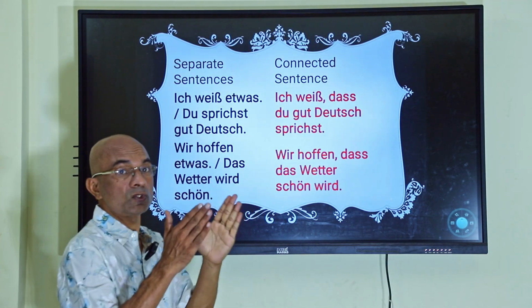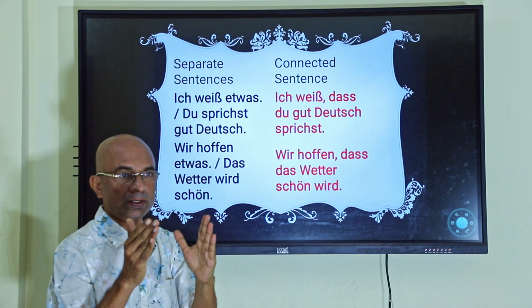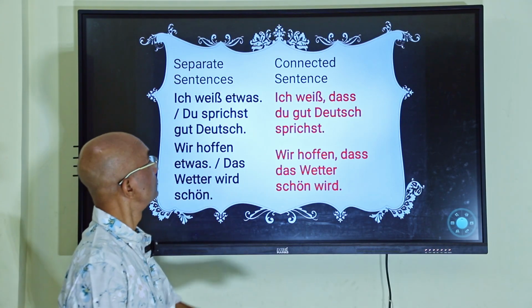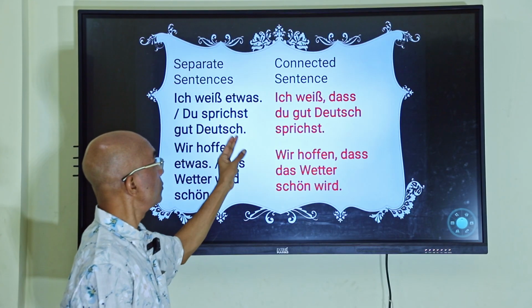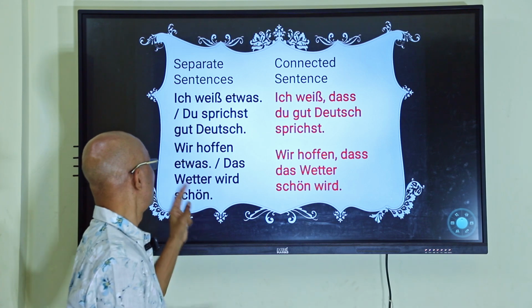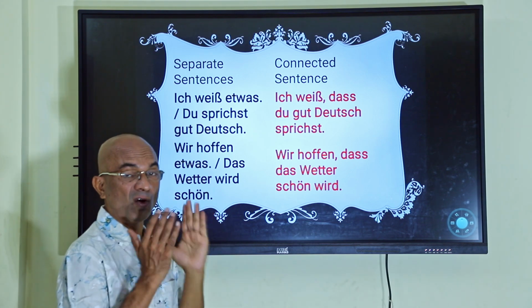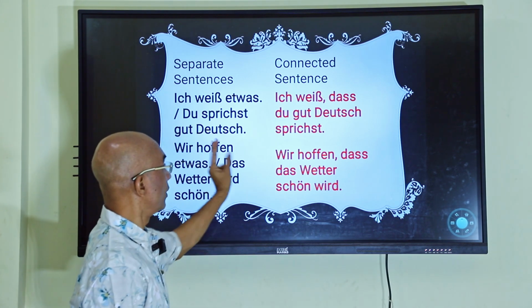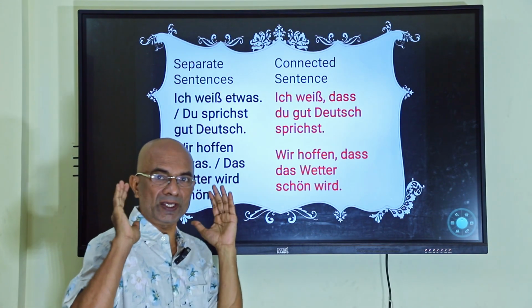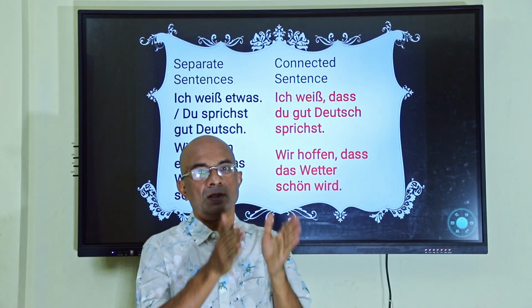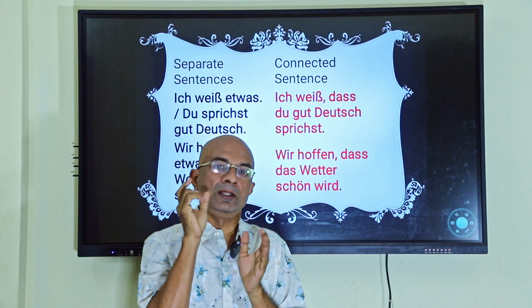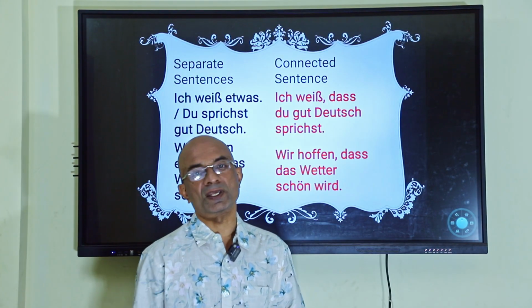Whenever we use dass, to separate sentences, ich weiß etwas, du sprichst gut Deutsch. Ich weiß, dass du gut Deutsch sprichst. Or wir hoffen etwas, das Wetter wird schön. Wir hoffen etwas. We hope that. Wir hoffen, dass das Wetter schön wird. So whenever we use dass in a sentence, that, I hope that, I believe that, always the verb goes to the end of the sentence.